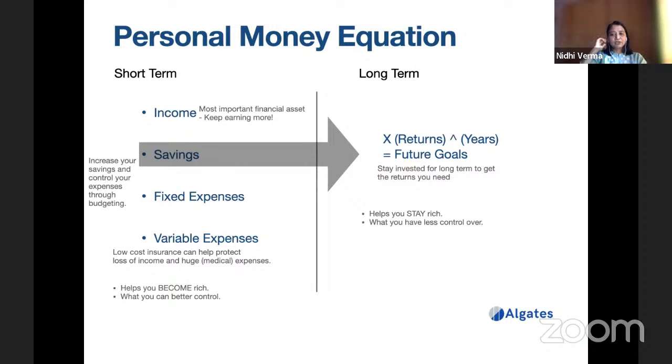What you have less control over is whatever happens in the long term, because the markets, as I said, will give you returns. If you stay invested for the longer term, the markets will give you returns to fulfill all your goals. But what you have more control over is what happens in the short term. So please be aware of it, take cognizance, and try to save as much as possible and invest the money towards long term investments. This is the portion where you have better control, and this will help you to become rich and have more money in the future.